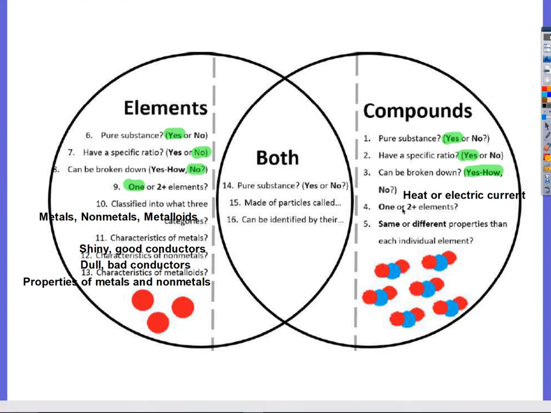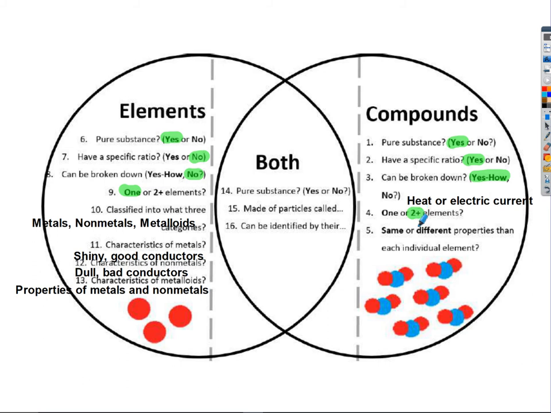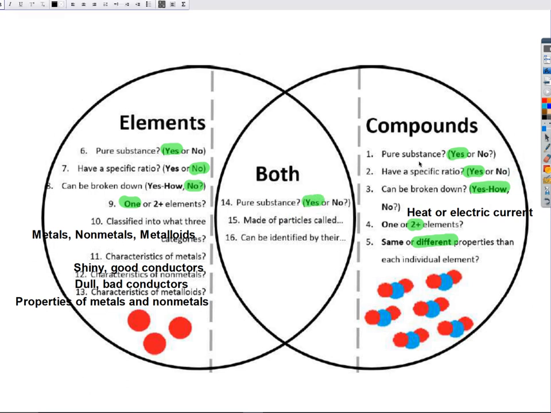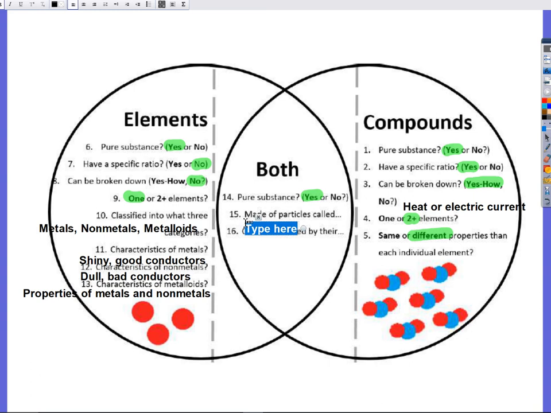They are made of 2 or more elements, and they have different properties than each element. And in the both section, are they both pure substance? Yes, they are both made of particles called, you could say, either atoms or elements. And they can both be identified by their properties. So chemical properties and physical properties both help us identify elements and compounds.